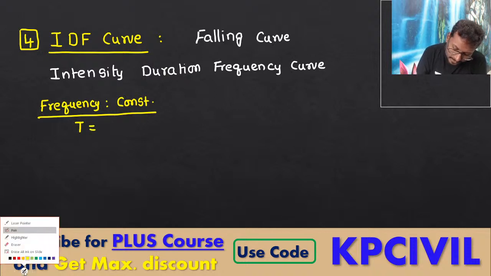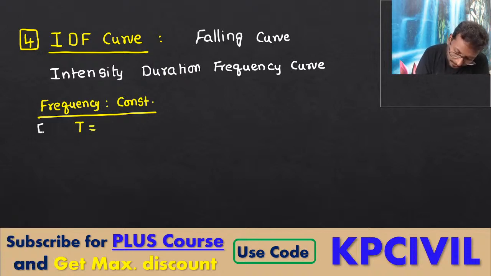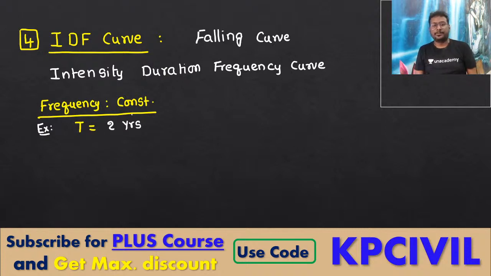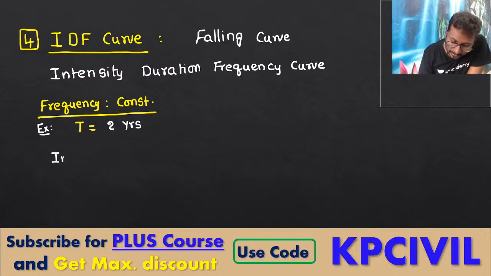For example, time is kept constant. Time is equal to 2 years. That was made constant. What is the relation between intensity and the time, when return period or frequency is kept constant? What is the formula for intensity we can write?